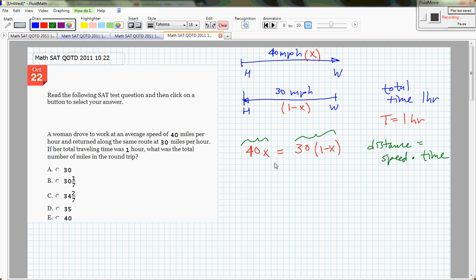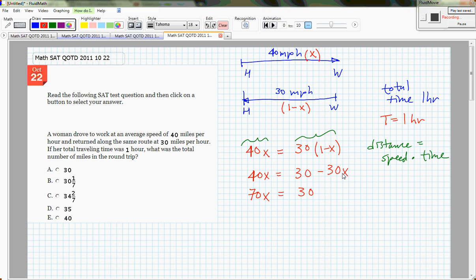So we can solve this equation for x. x will be the time it took to drive to work. But this is what we want to know about the distance, so we have to come back and plug that in. So let's keep working here. 40 times x equals 30 minus 30 times x. Multiplying that out, 70 times x equals 30.